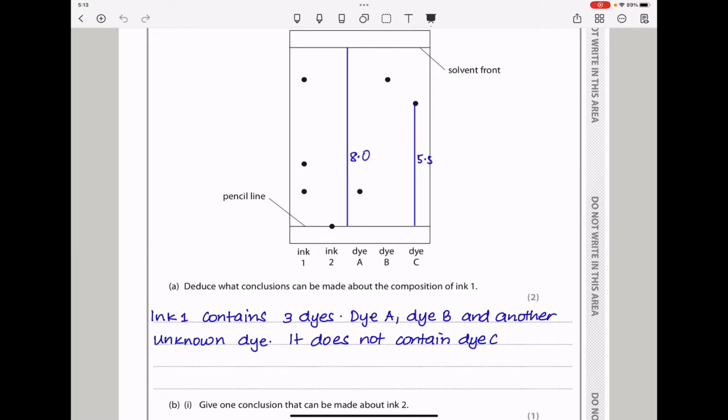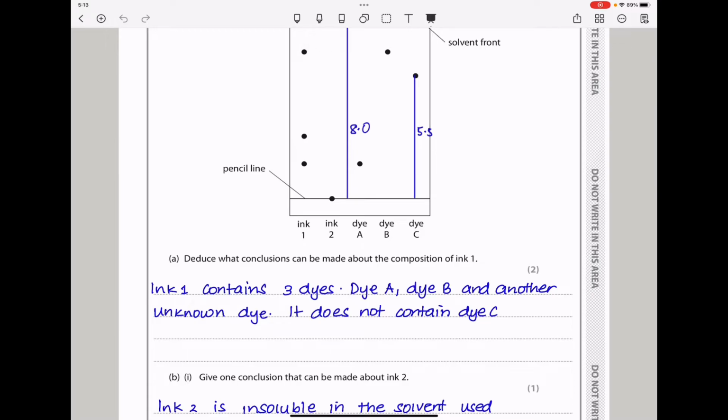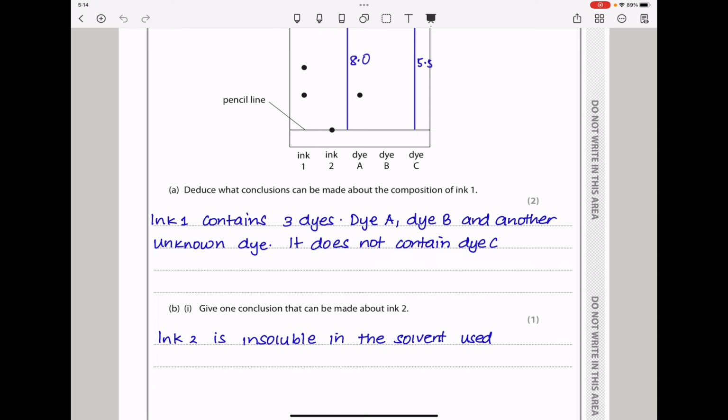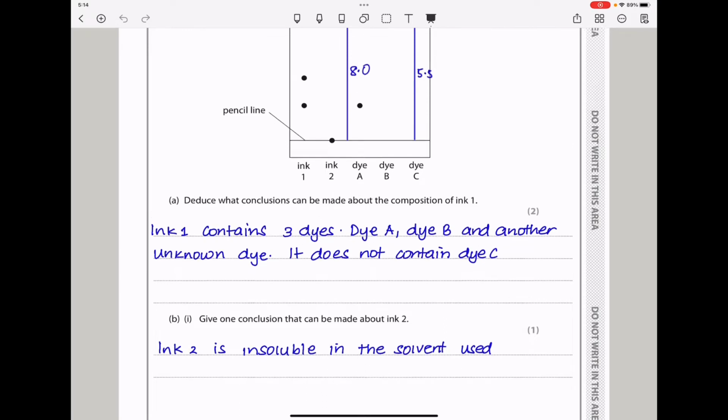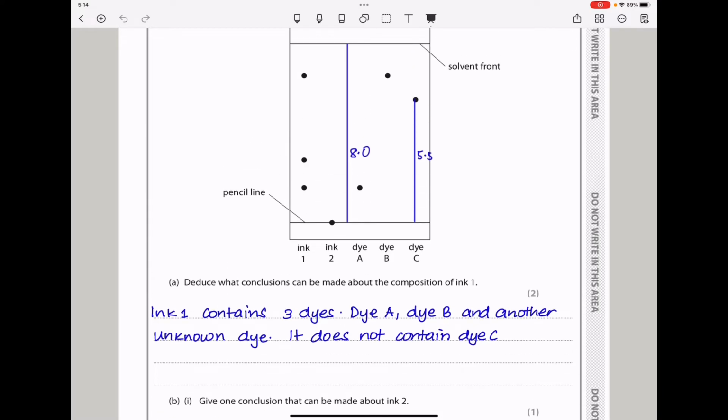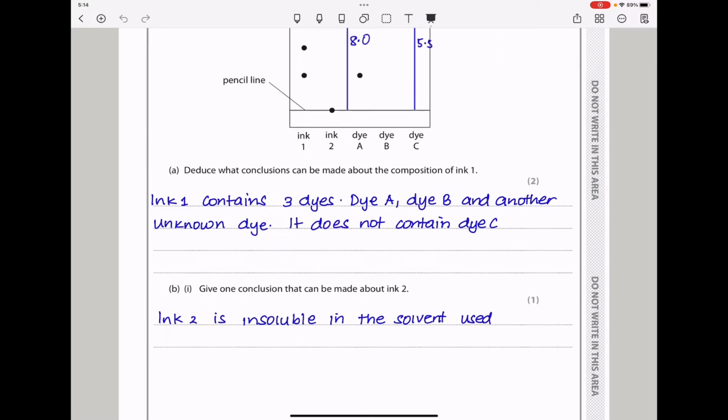So I said ink 1 contains 3 dyes. There is dye A as well as dye B. However, it contains another dye which is unknown. This is the dye it contained, but we do not know because it did not correspond to any of the 3 dyes used. So I said it does not contain dye C as well. In part B, give one conclusion that can be made about ink 2. Ink 2 was not separated into specific dyes, so we can conclude that it did not dissolve in the solvent that is used. So here I said ink 2 is insoluble in the solvent used.